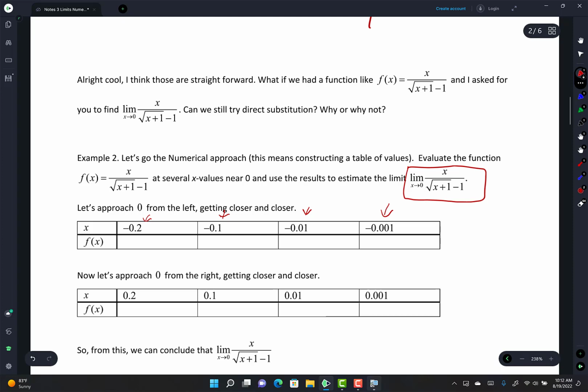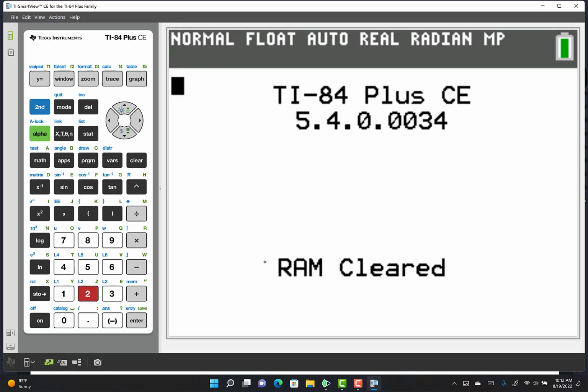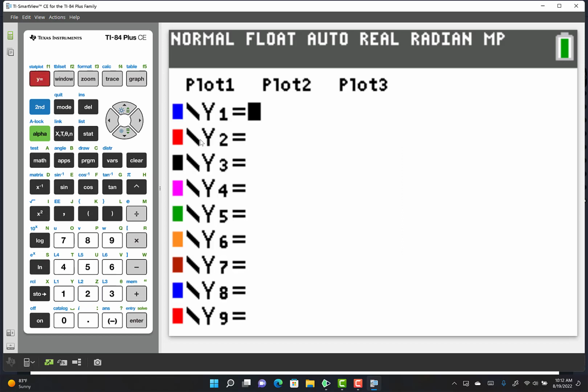Take your calculator out, and I'm going to show it right here. Click on the y equals button. It's the one on the left-hand corner. And I'm going to use the fraction feature. So I'm going to push alpha, y equals, enter.